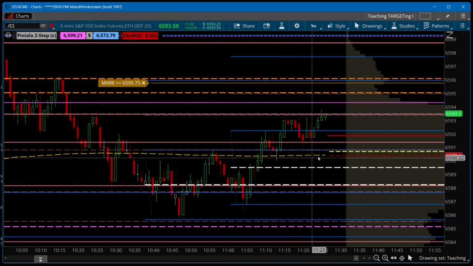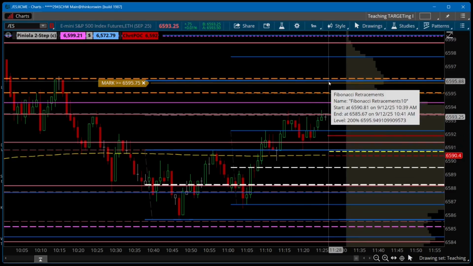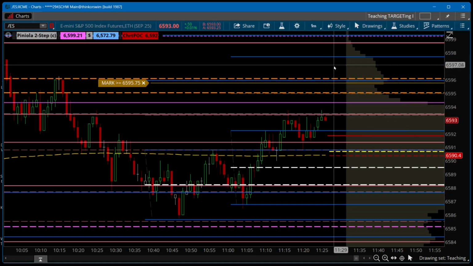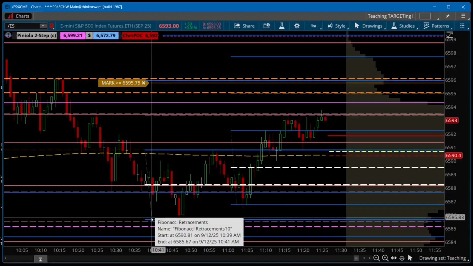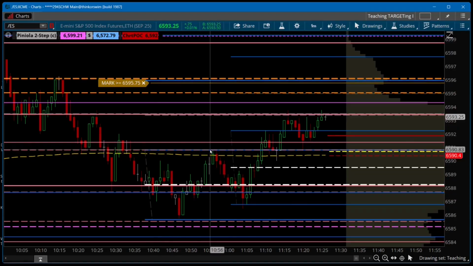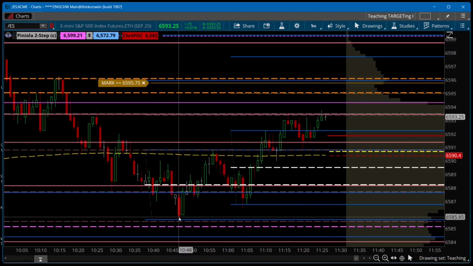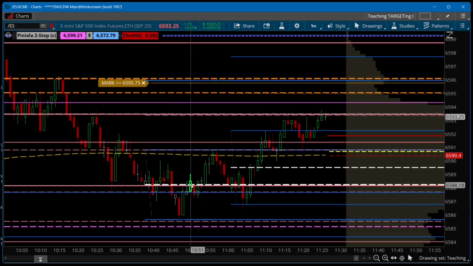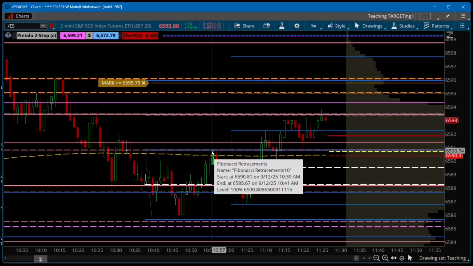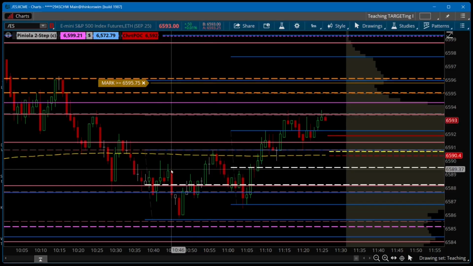This is a magnet area. Right now, this is my next target. Could go to here, but I think this is the target. And that was from this move right here, from here at call it 1050 to 1057.